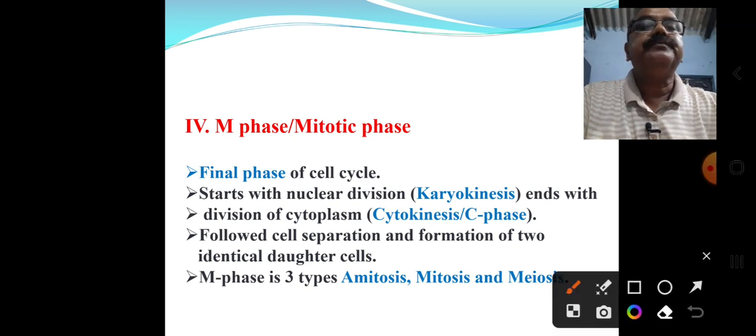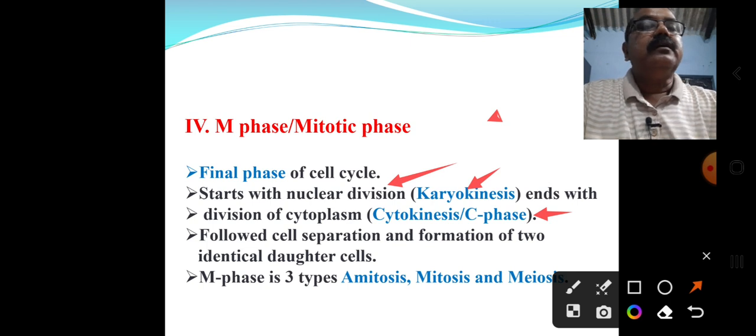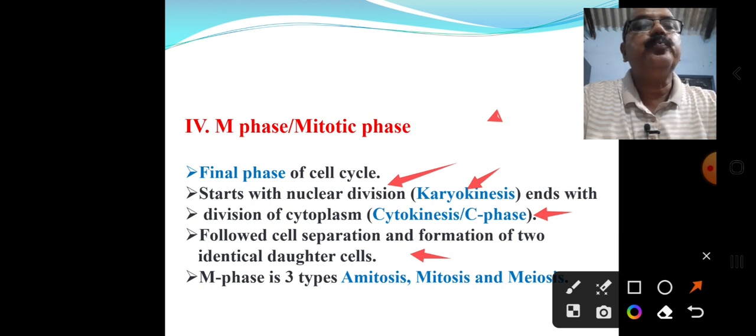The last phase of the cell cycle is the M phase or mitotic phase. It is the final phase of the cell cycle. It starts with nuclear division, which is known as karyokinesis, and ends in cytoplasmic division, that is known as cytokinesis or C phase. This phase is followed by cell separation and formation of two identical cells.